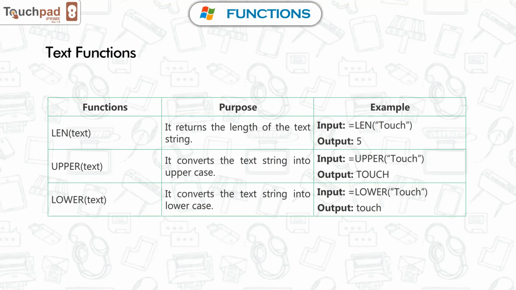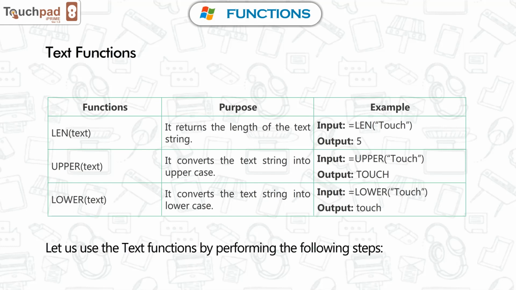Output: 5. UPPER(text). It converts the text string into uppercase. Input: =UPPER("touch"). Output: TOUCH. LOWER(text). It converts the text string into lowercase. Input: =LOWER("touch"). Output: touch. Let us use the text functions by performing the following steps.